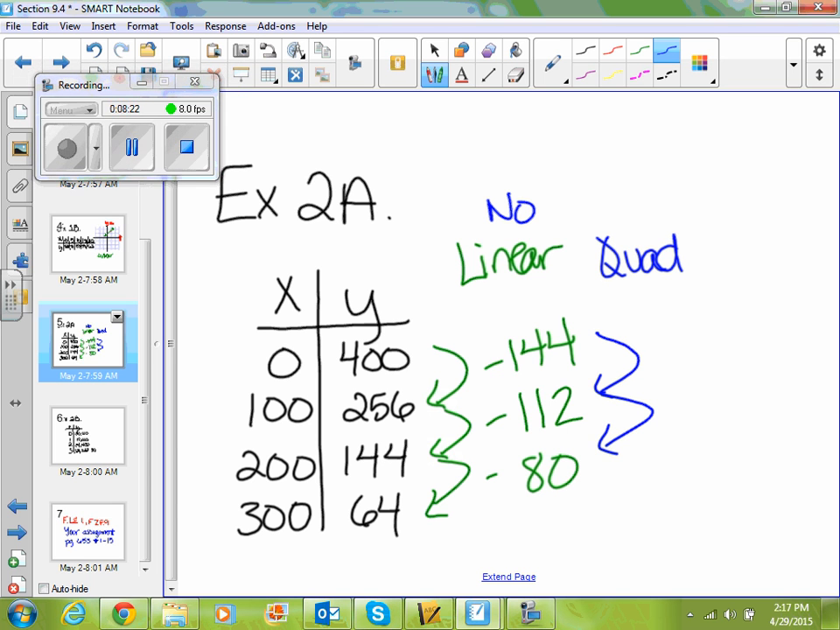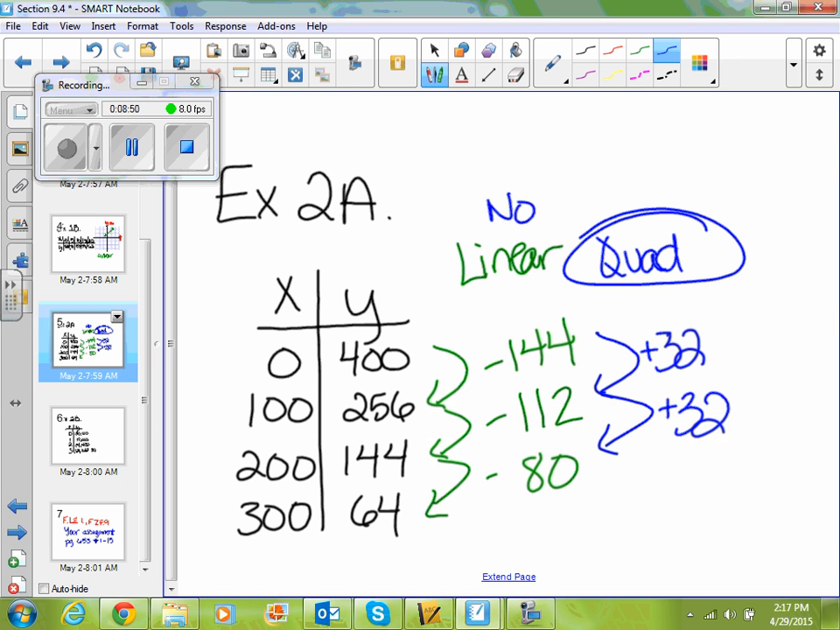So we take our linear numbers, and we figure out what we do to get from one to the other. So what do we do to get from negative 144 to negative 112? Add 32. My numbers are going up, so add 32. And from negative 112 to negative 80. Okay, so are those the same? Okay, so we know that this function is a quadratic function.